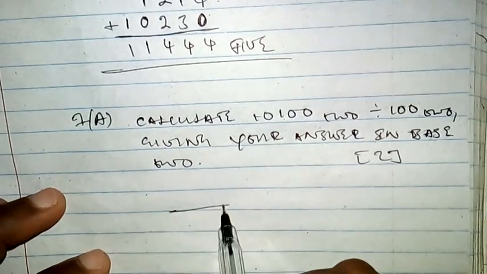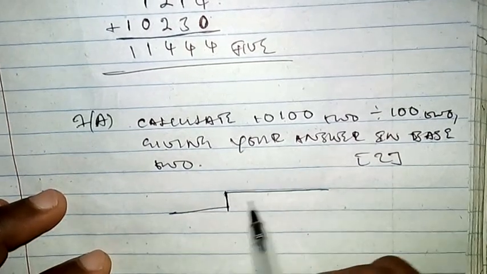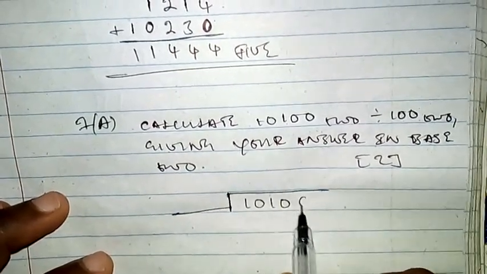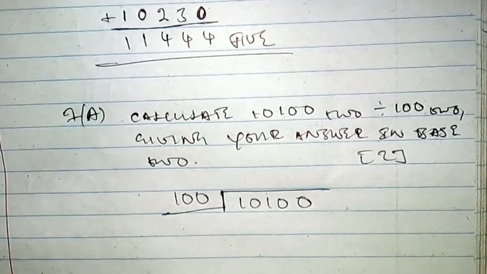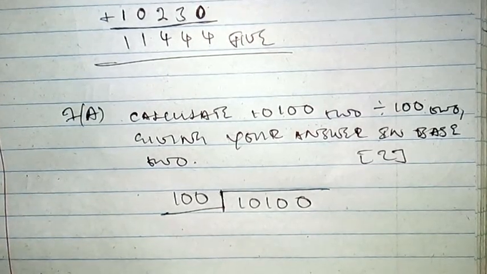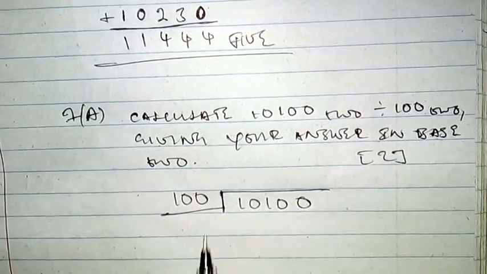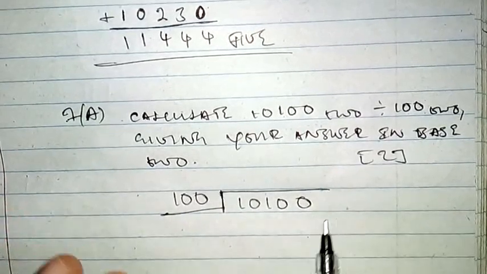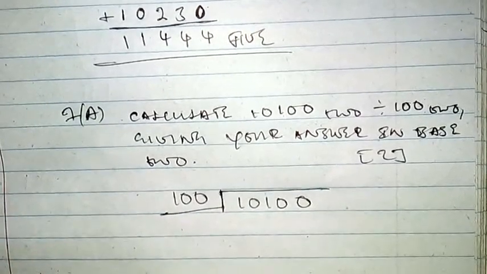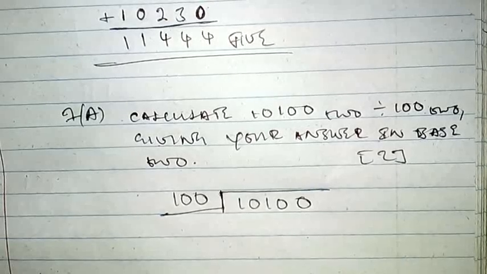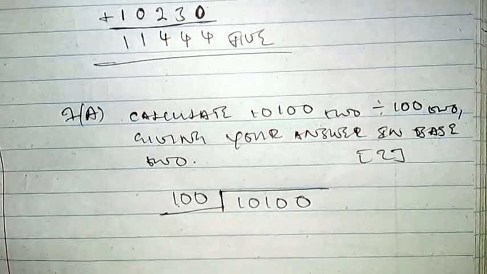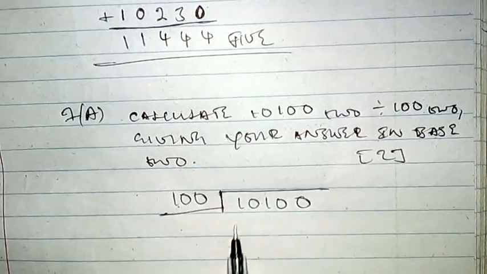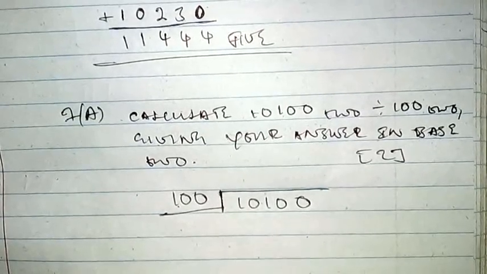Anyway, let us answer this question. It carries 2 marks, as you can see. So here we go. This is the question that we are going to answer. This is not 100, by the way. We are operating in base 2. We are advanced now. We're speaking computer language now. So this is no longer read as 100. This is 100, and this is 10100.